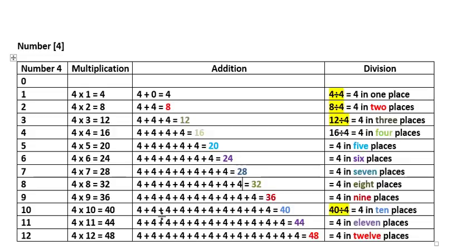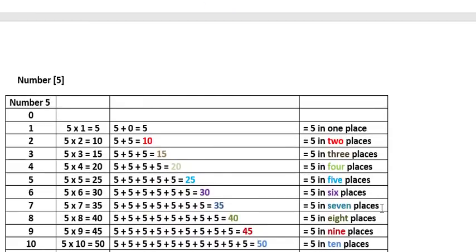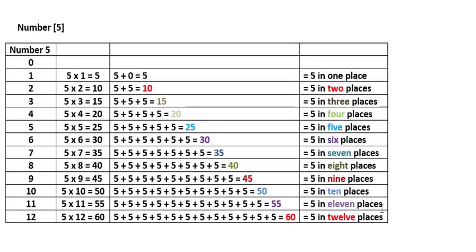If we come to 4 times 10, that is 4 in 10 places. And if we divide 40 by 4, it will give us 10. So you can see how these numbers interact with one another. Let's move on now to number 5. We follow the same pattern of discussion.